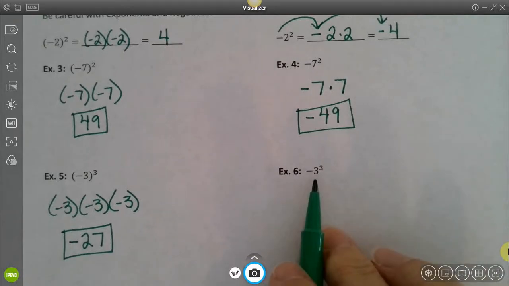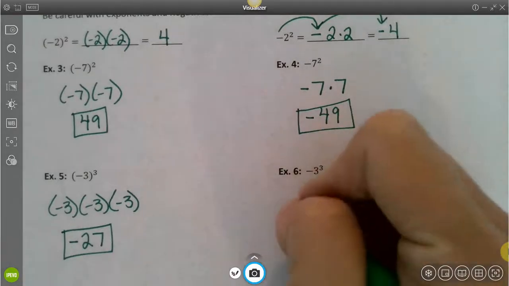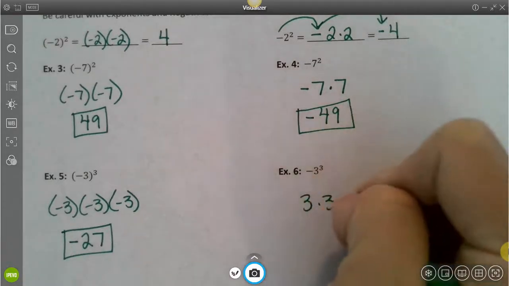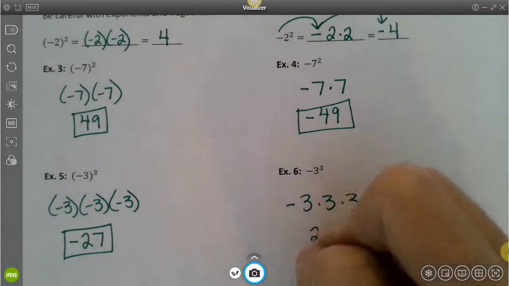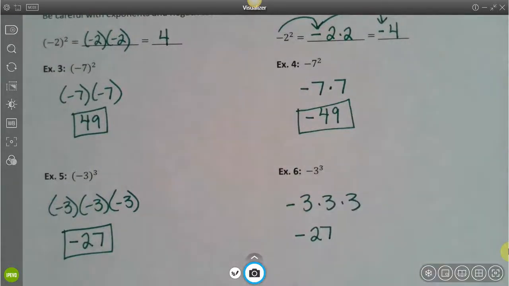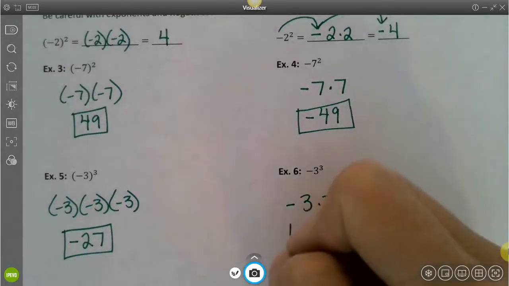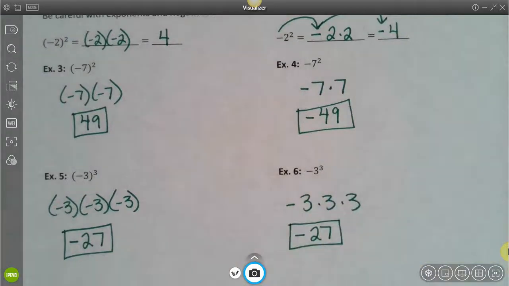Negative 3 cubed, no parentheses, means to do 3 times 3 times 3. We're just cubing the 3 and then bringing along the negative that's in front, which again, 3 times 3 times 3 is 27. I carry along my negative, giving me an answer of negative 27.